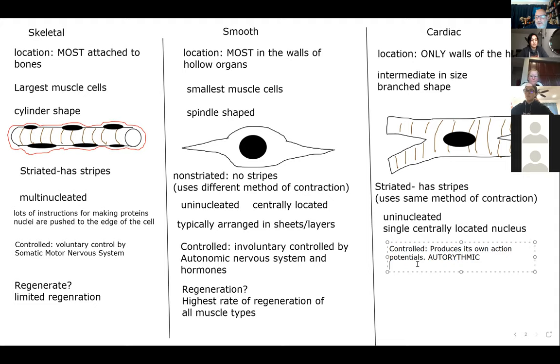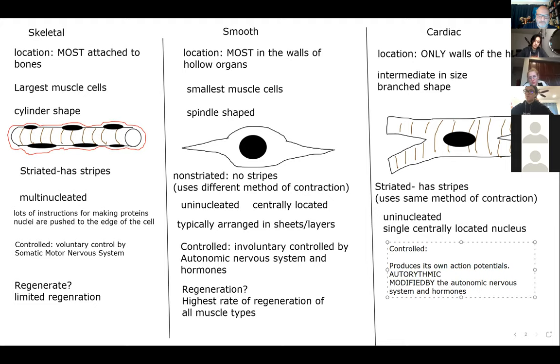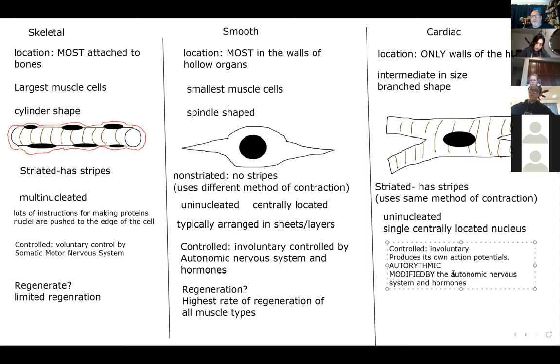So notice while it can produce its own action potentials, it's not controlled by the autonomic nervous system and hormones, but its behavior can be modified. Again, it is involuntary. We cannot say, all right, heart, beat 30 beats per minute or beat 80 beats per minute, right? It is involuntary, but it is autorhythmic. It is able to produce its own action potentials. And it can be modified by, made to beat faster, made to beat slower, by our autonomic nervous system and by hormones.